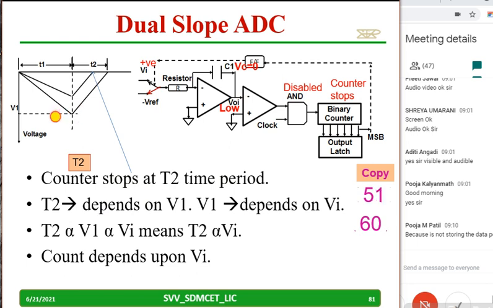V1 depends upon the Vi, how much you have applied. I can say T2 is directly proportional to V1, and V1 is directly proportional to Vi, which means T2 is directly proportional to Vi, hence the count depends on Vi, what you have applied. Copy down these 3 lines and try to understand.